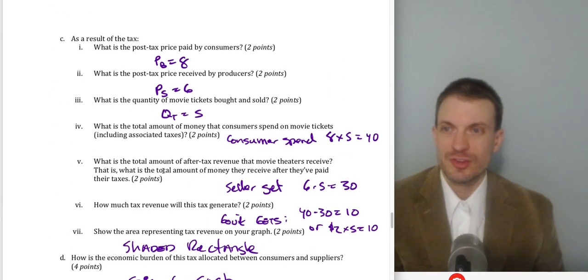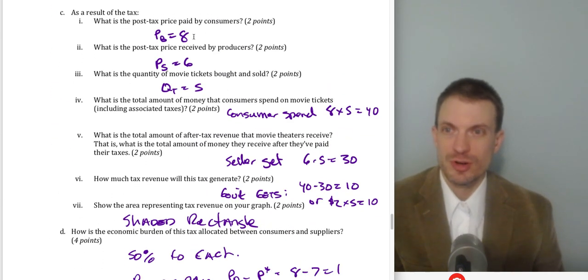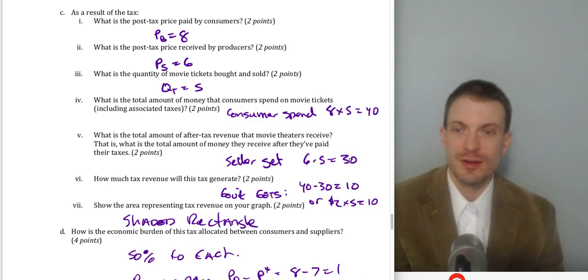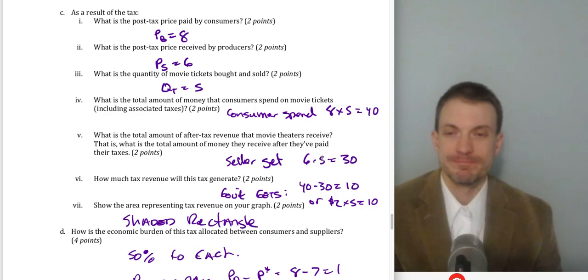So that was just this. What's the post-tax price paid by consumers? $8. What's the post-tax price received by producers? $2 less, $6. What was the quantity? 5. How much are consumers spending? $8 times the 5 units that they're buying, so 40,000. What's the after-tax revenue the movie theaters receive? Well, the sellers are going to get 6 times 5, or 30,000, because we're talking about in thousands.